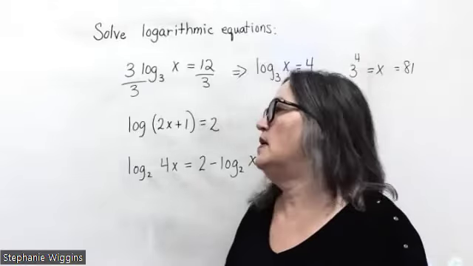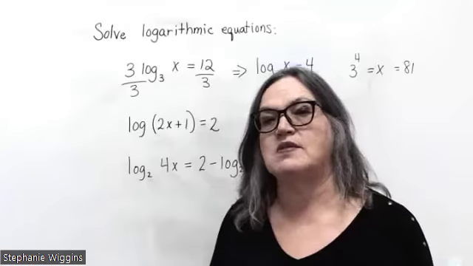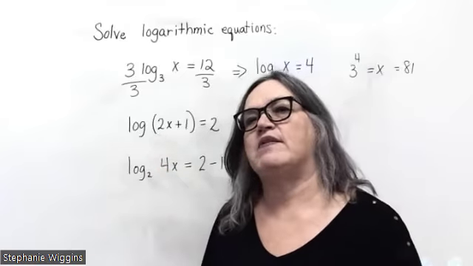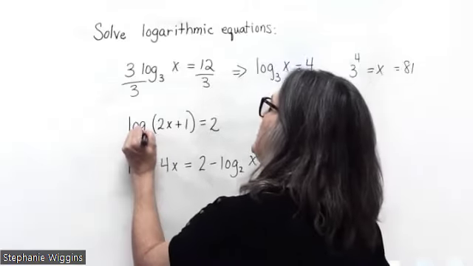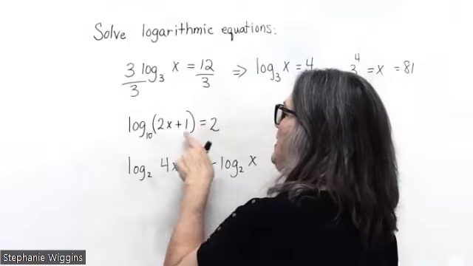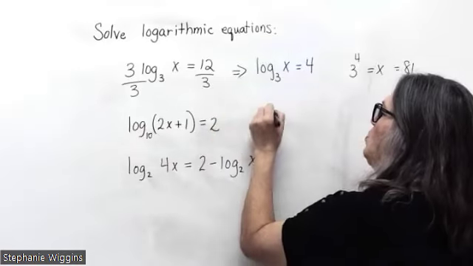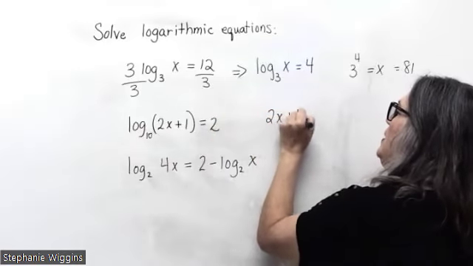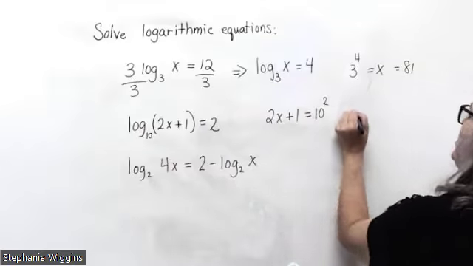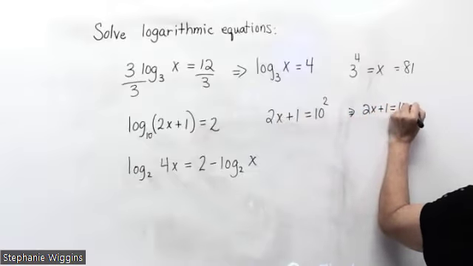All right, in the next problem, again, we only have one log, so the first step of combining the logs is not needed. We have a single log, and the base here is 10. That's understood to be 10. So the log is the exponent, and the base is 10, so 10 squared is 2x plus 1. So 2x plus 1 is 10 squared, which of course is 100. So 2x plus 1 equals 100.